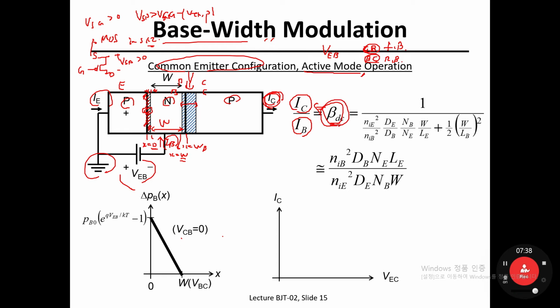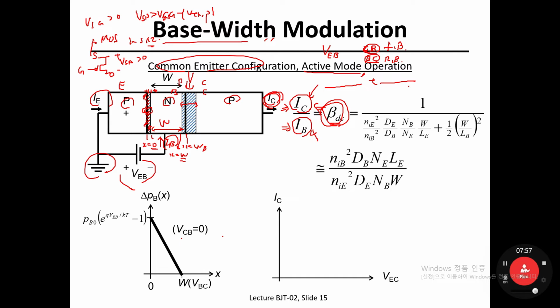Common emitter DC current gain. Input, output. Okay. All right. So in the previous lecture note, we have developed the full equation for I sub C and I sub B. You remember the very long equation, right?